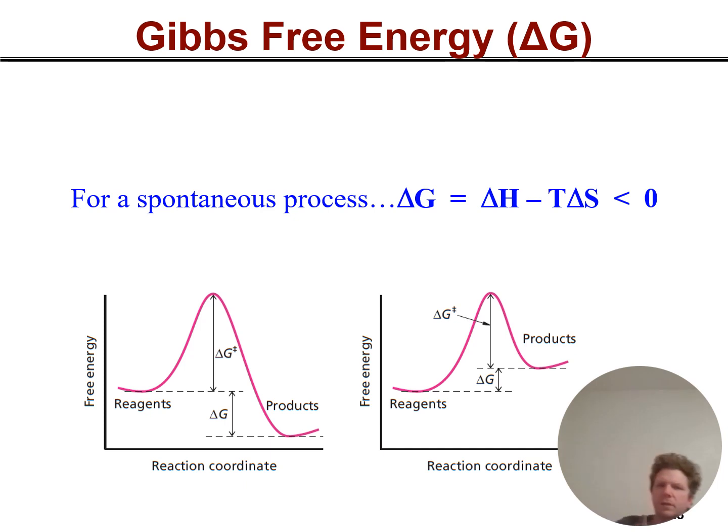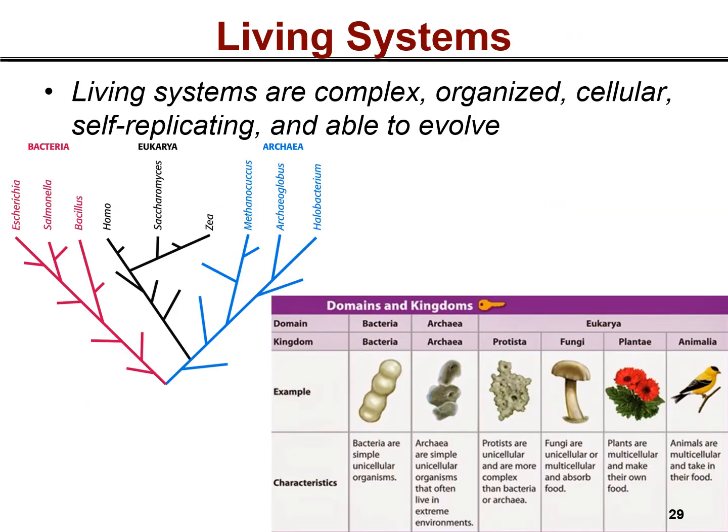Now, for a spontaneous process, when we look at a chemical reaction free energy diagram, we've got our reagents going to our products. What happened was our free energy was low, then it went up, and then it went lower. So this would be an overall exothermic reaction, because our reaction gave off energy when this reaction was completed.